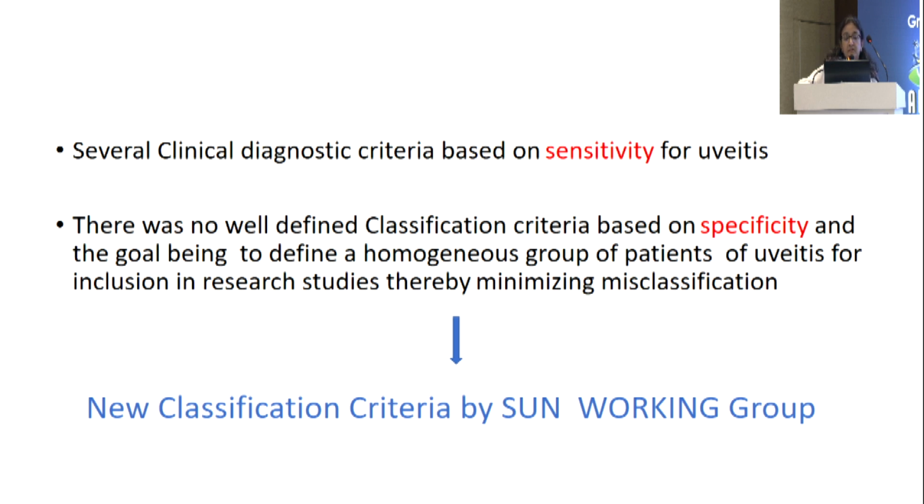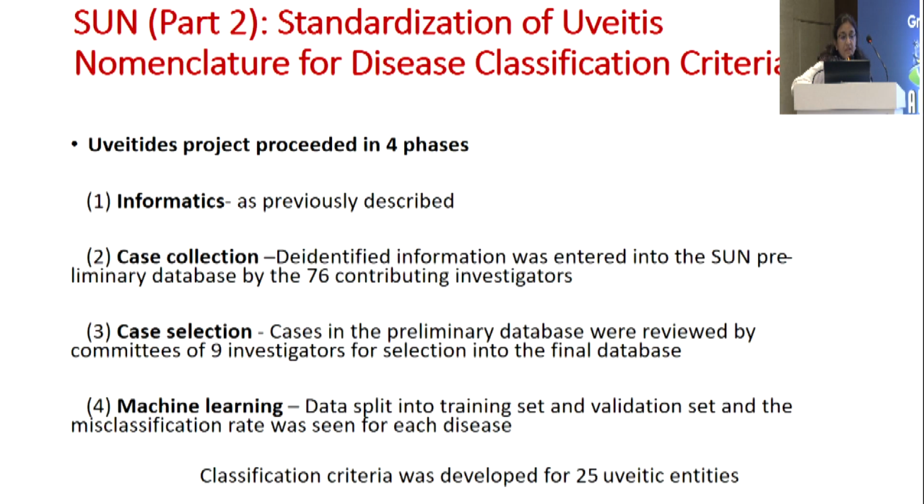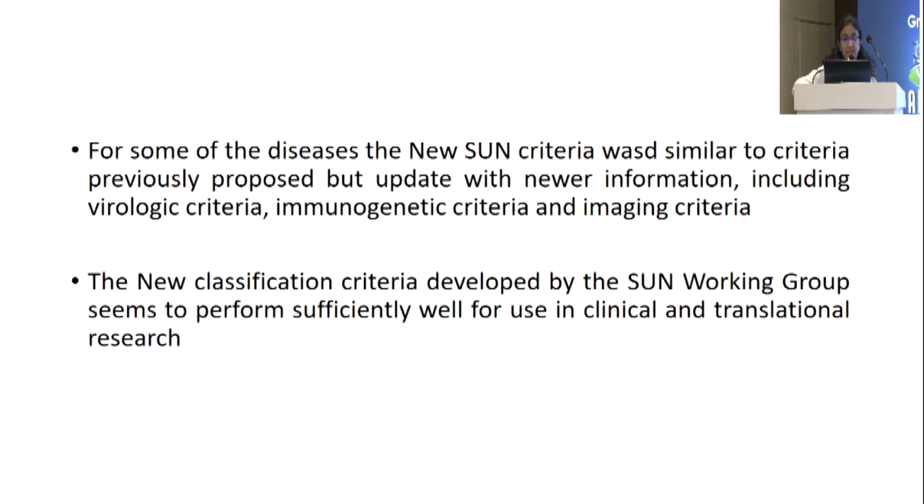So basically, the aim is that we all talk on similar terms, and thus the new classification criteria by the SUN Working Group. This is the second SUN standardization of the uveitis nomenclature for disease classification criteria. It was a project which proceeded in 4 phases involving informatics, case collection, case selection, and machine learning. This classification criteria has been primarily developed for 25 uveitic entities.